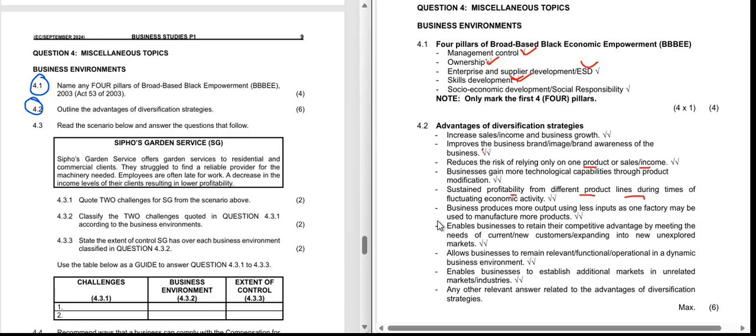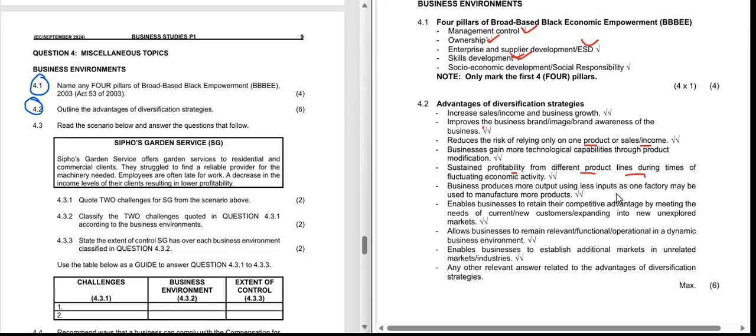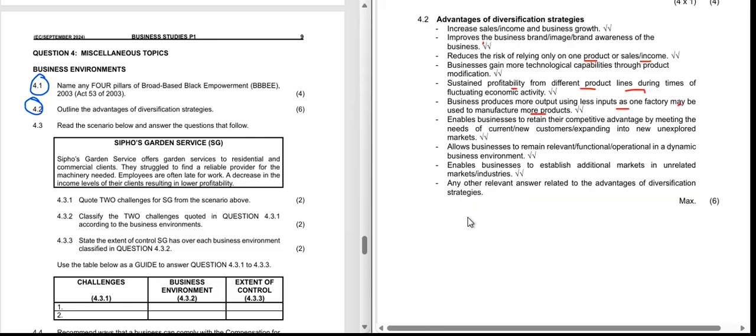So in other words, what it means is if there is another business that is struggling, the other one that is profitable can actually chip in to help the struggling one. Businesses produce more output using less inputs, as one factory may be used to manufacture more products. Enables businesses to retain their competitive advantage by meeting the needs of current or new customers. Expanding into new unexpected markets allows businesses to remain relevant in a dynamic business environment.